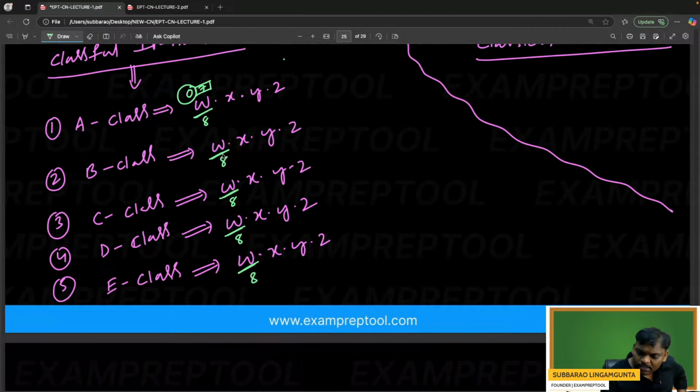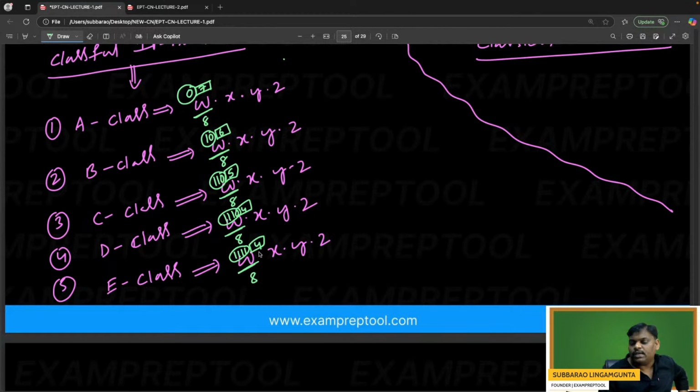Now here also 8 bits are there. If the first 2 bits are 1, 0, the remaining 6 bits can be anything. That is going to be class B. Next one, what about class C? If the first 3 bits are 1, 1, 0, then it is going to be class C. The remaining 5 bits can be anything. Next, if the first 4 bits are 1110, the remaining 4 bits can be anything.